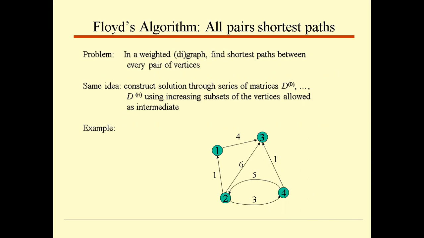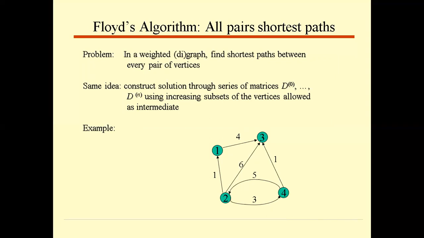The idea behind this problem is we are constructing the solution through a series of matrices D0, D1, etc. Dn using increasing subsets of vertices allowed as intermediate. That is, in the first step, D0 will be found. D0 contains the length of the shortest path between every pair of vertices without any intermediate vertices. D1 matrix allows the paths with intermediate vertex 1.